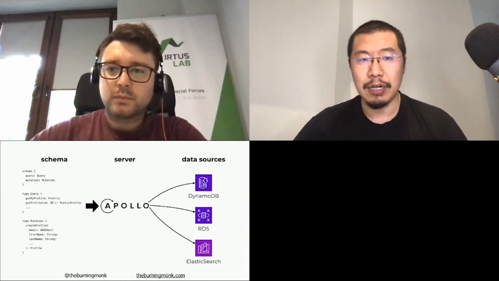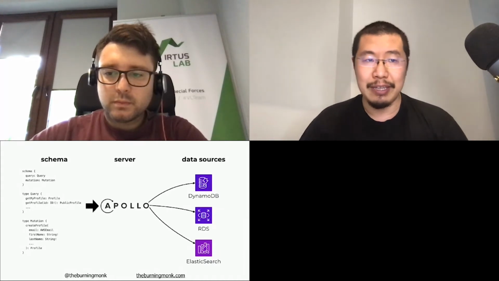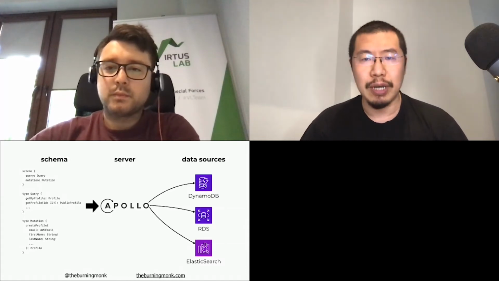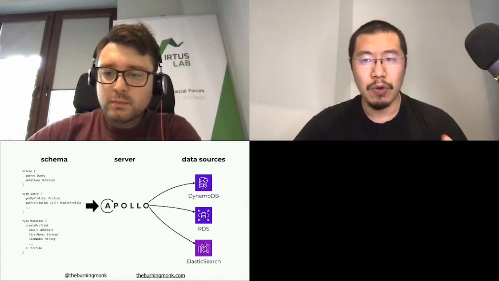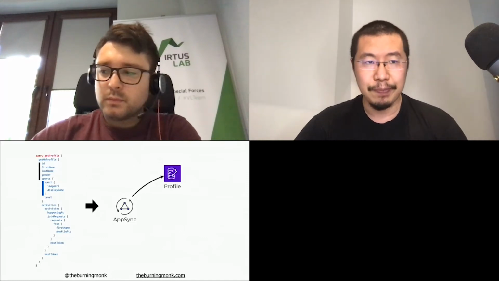For example, as a logged in user, I need to fetch my profile. And in my query, I can fetch everything I need, including my ID, my first name, my last name and gender, and what sports I'm interested in. So these are then mapped to a profile table in DynamoDB. So AppSync would then fetch my profile using the authenticated user's ID that Cognito has provided.